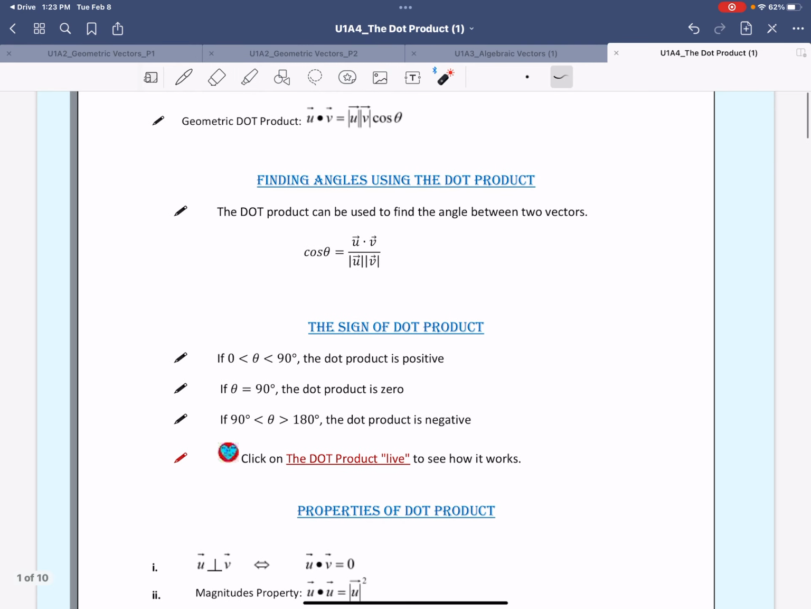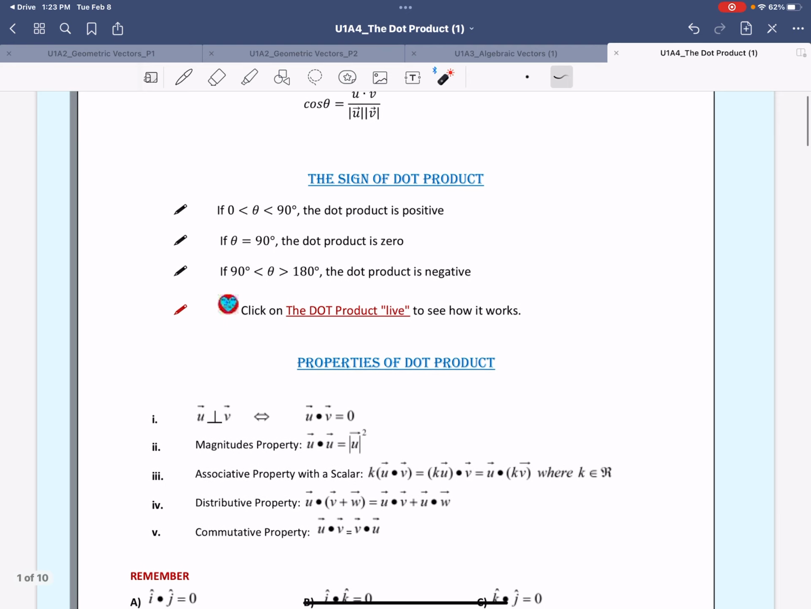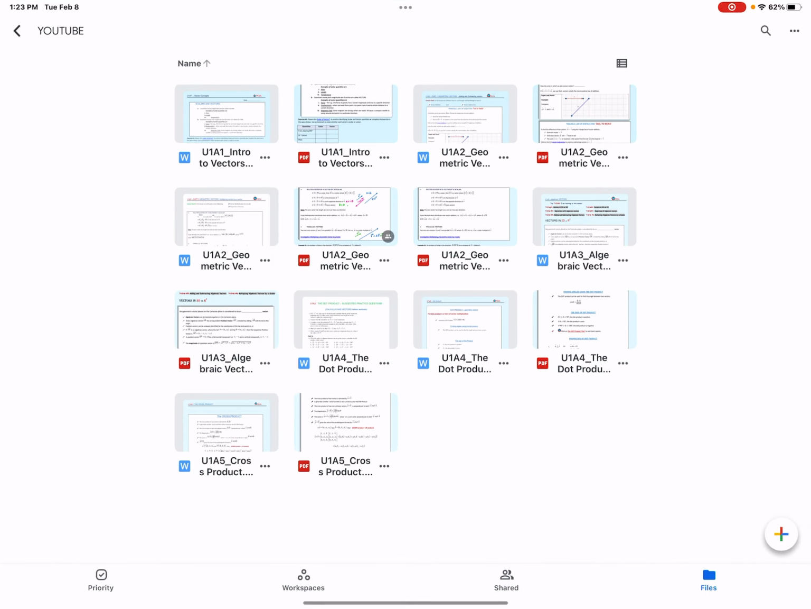So we'll say that for angles between 0 and 90, the dot product will stay positive. Equal to 90, dot product will be 0. Between 90 and 180, dot product is negative. So we have a dot product app that I would like to share with you. And let's take a look at it together.